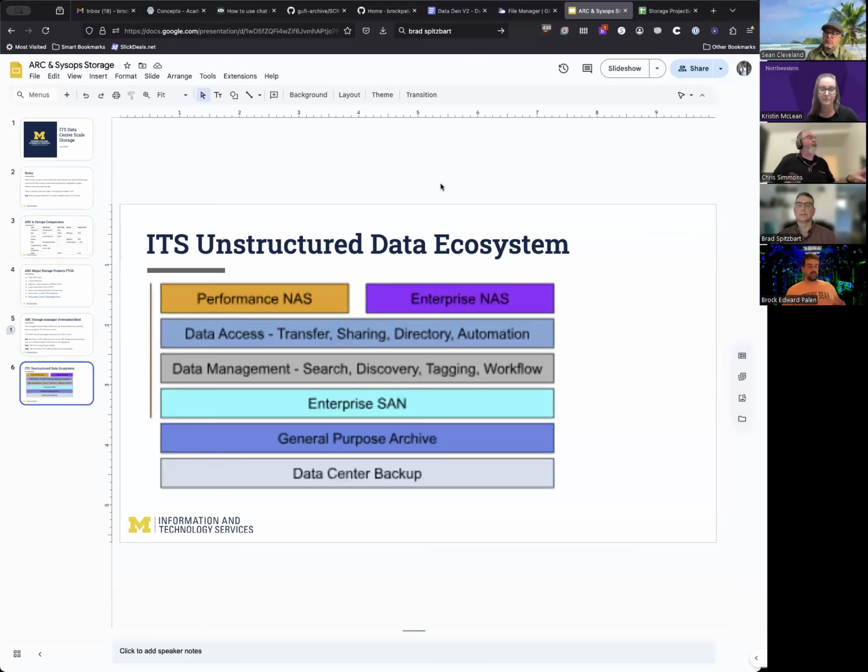Sure, go for it. Okay. This is something I've been floating around for a while. People like talking about storage. Storage is bit buckets. Let's talk about unstructured data ecosystems. And this is a very research computing IT centric view.